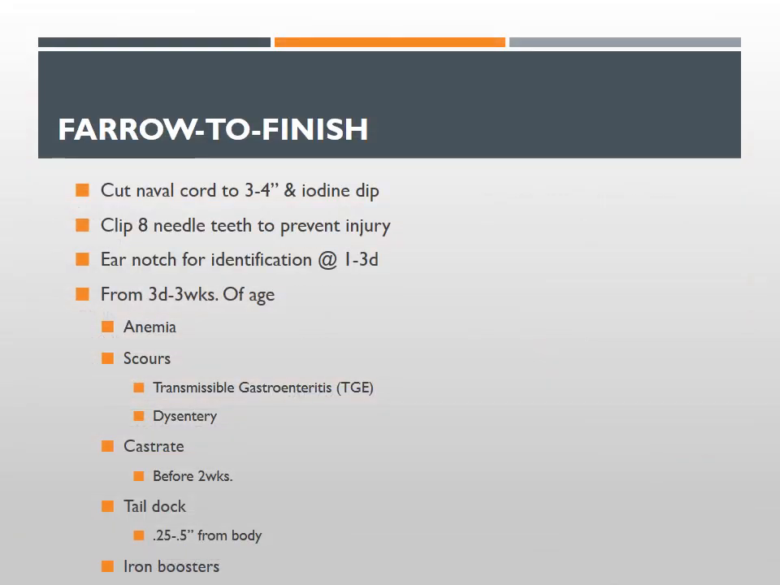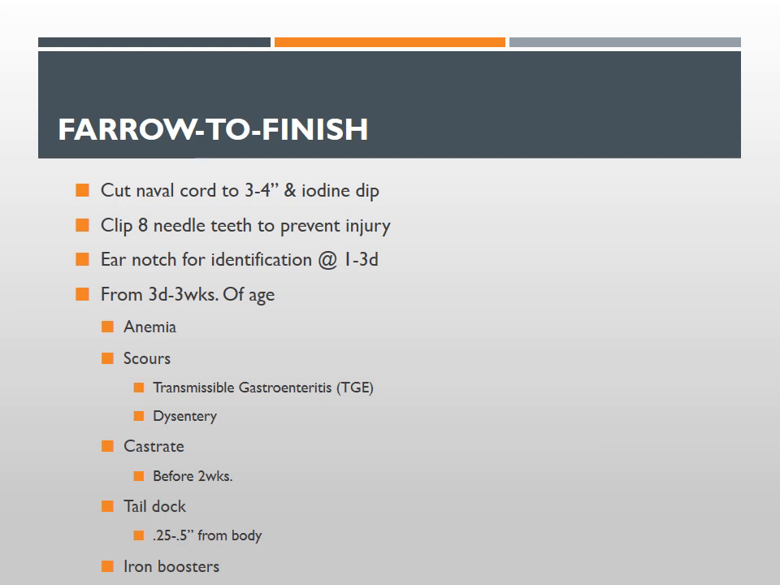Cut the navel cords and dip them in iodine. We've got to clip some needle teeth in order to prevent injury. Remember, pigs are somewhat vicious animals. They will attack and eat each other. That's part of the reason for clipping those needle teeth. They sense blood. They will go to eating it.